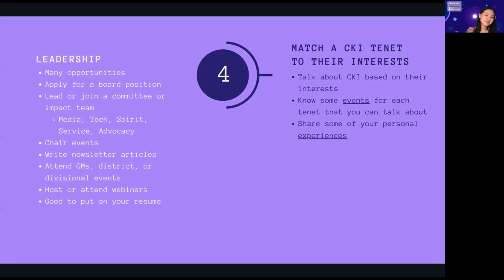For leadership, we have many opportunities. You can apply for a board position. You can lead or join a committee or impact team, chair events, etc. And you can emphasize that it is also good to put on your resume.